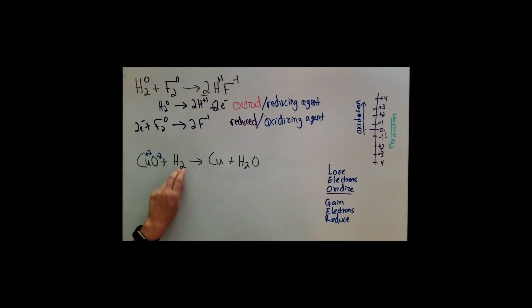Now looking at H2, much like up here, it's an element in its pure form, so it is neutral, zero charge. On the product side, we have copper by himself now. So copper by itself is an element in its natural state, so it is also neutral. Okay, well let's look at H2O. The charge on hydrogen is a +1, oxygen is a -2.